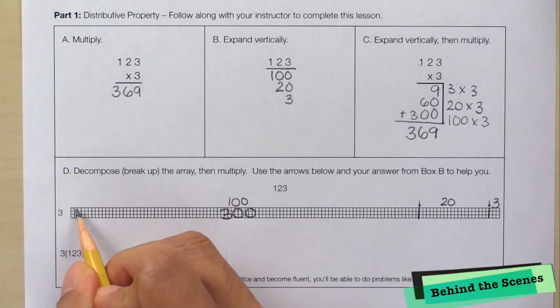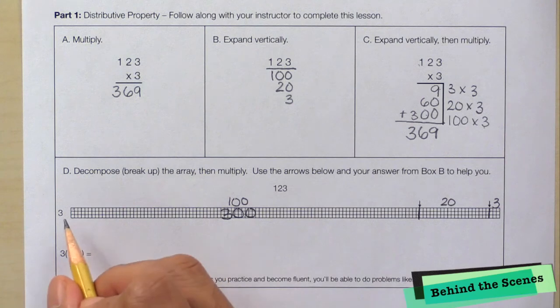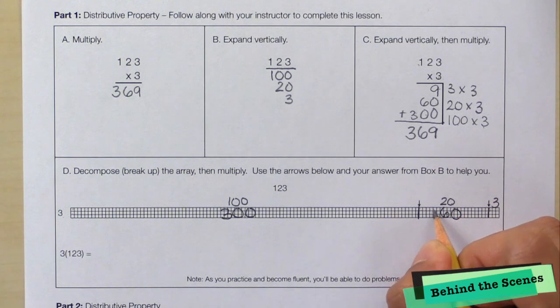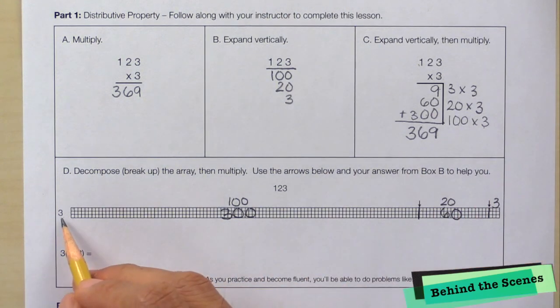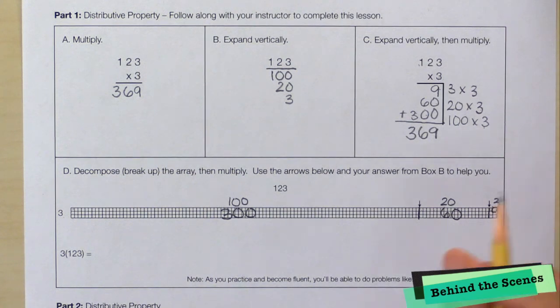3 times 100 equals 300, so write it down. If you counted up every single one of these squares, you would have 300 of them. Next, we have 3 times 20, which gives us 60. And if you counted every single one of these squares, you would have 60 of them. Finally, we have 3 times 3, which gives us 9. And as you can see, there are 9 squares here. So in all, we have 369. Let's complete the multiplication problem at the end of box D.